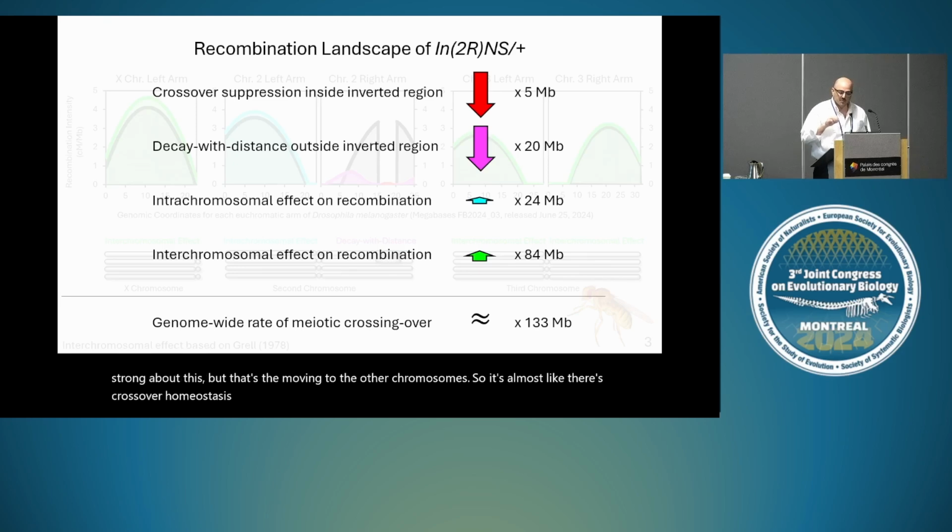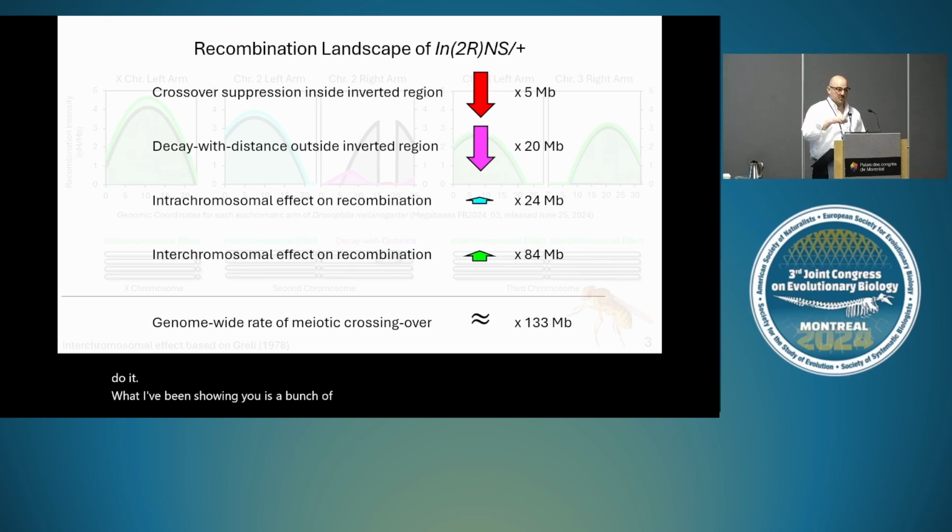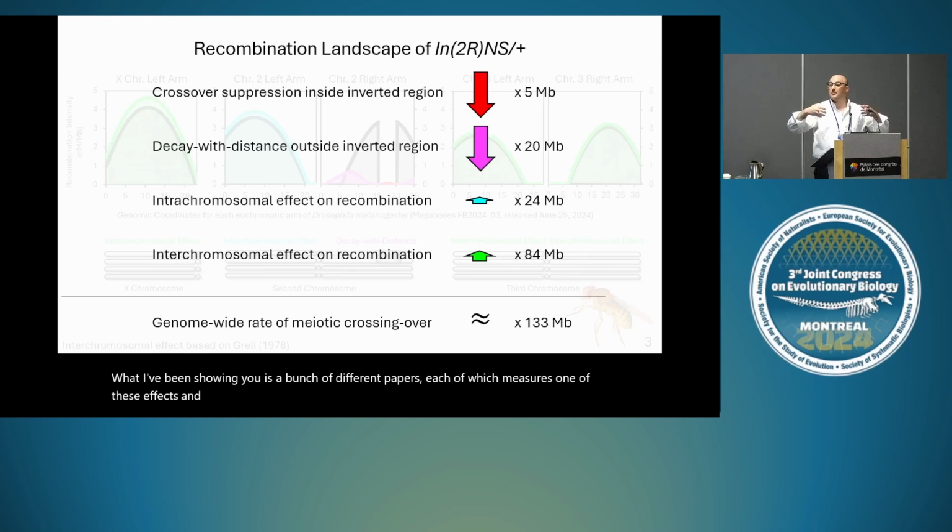And I say almost because the necessary experiment of measuring these effects simultaneously for a single inversion on a common genetic background not only doesn't exist in the literature, I mean, it would take me a couple of years to do. So, not going to do it. What I've been showing you is a bunch of different papers, each of which measures one of these effects, and I've put them together in a common model.